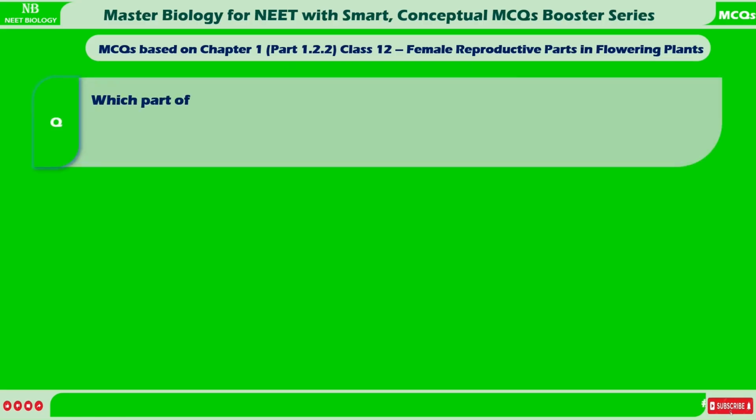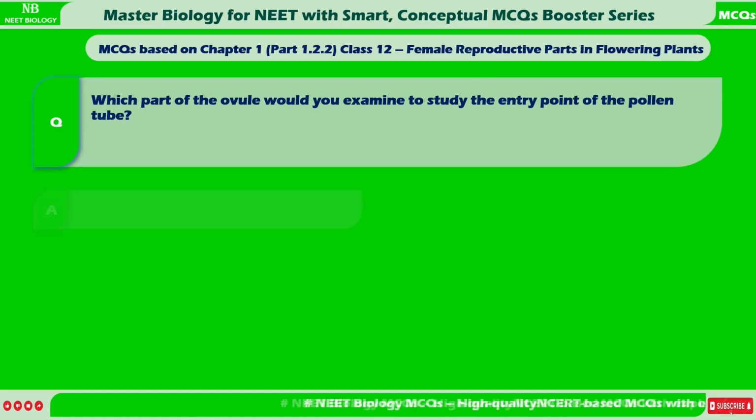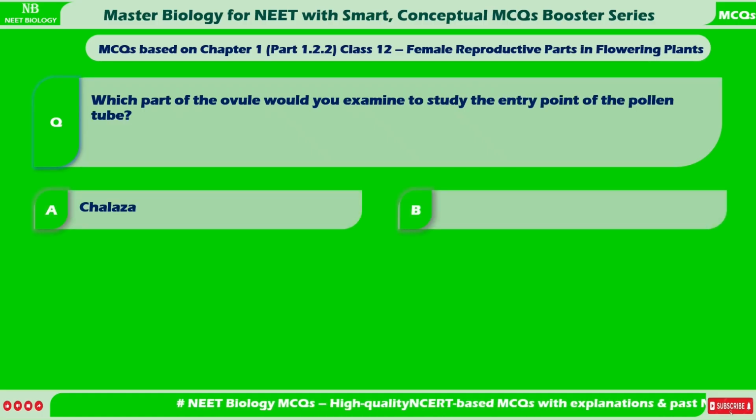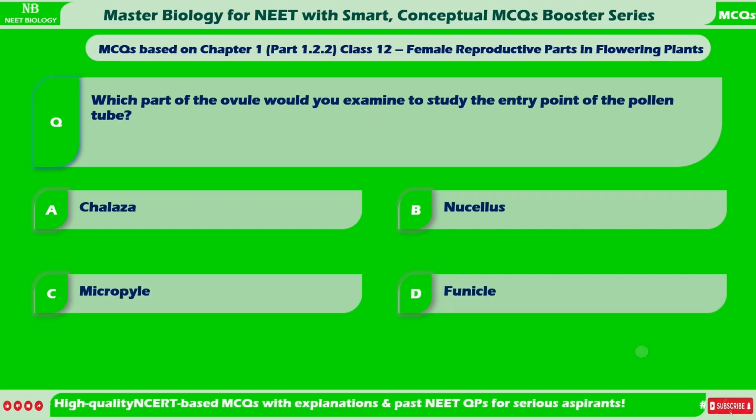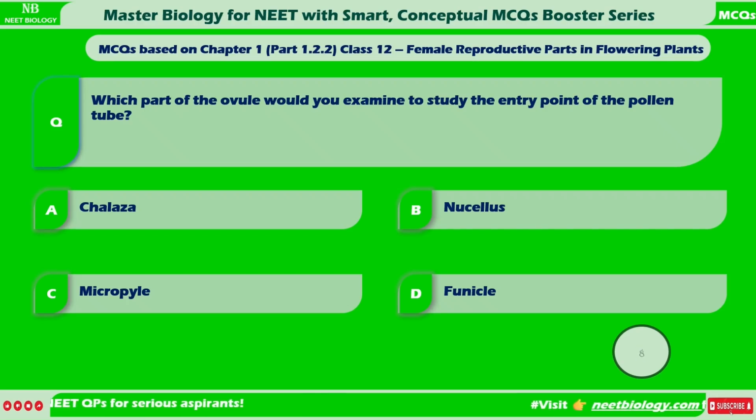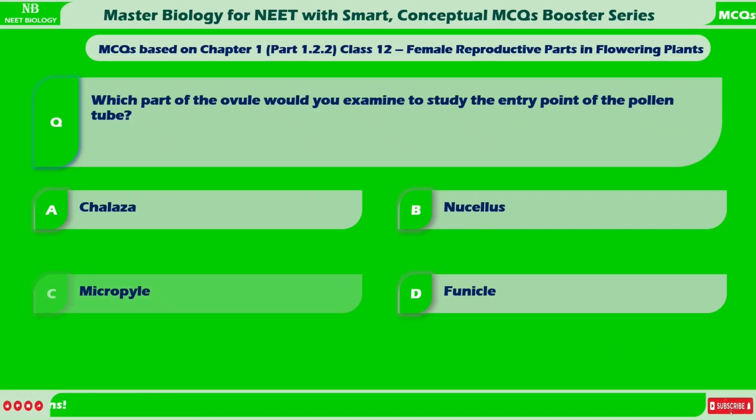Which part of the ovule would you examine to study the entry point of the pollen tube? A. Chalaza. B. Nucellus. C. Micropyle. D. Funicle. Correct answer is C. Micropyle.